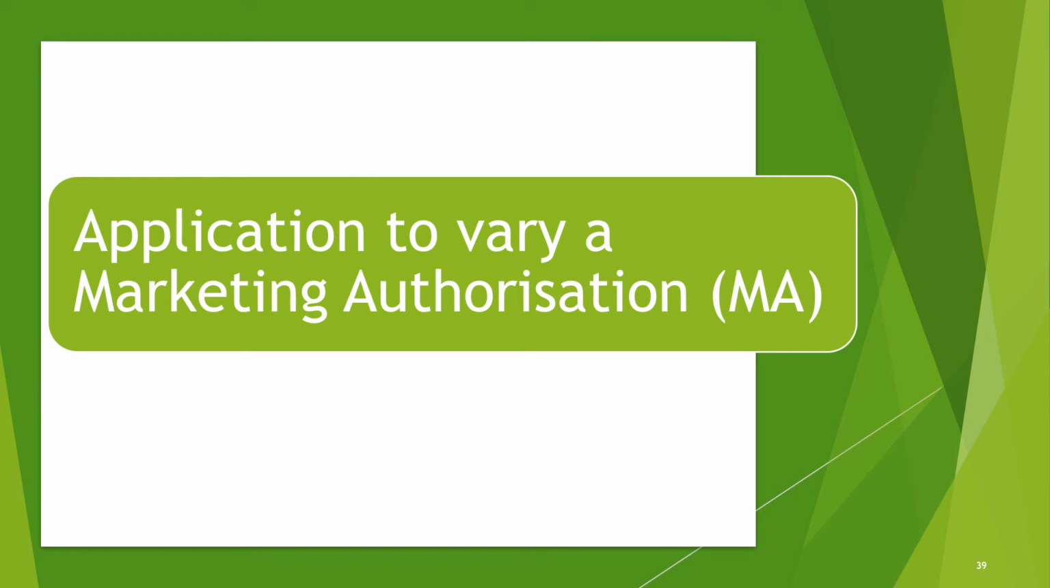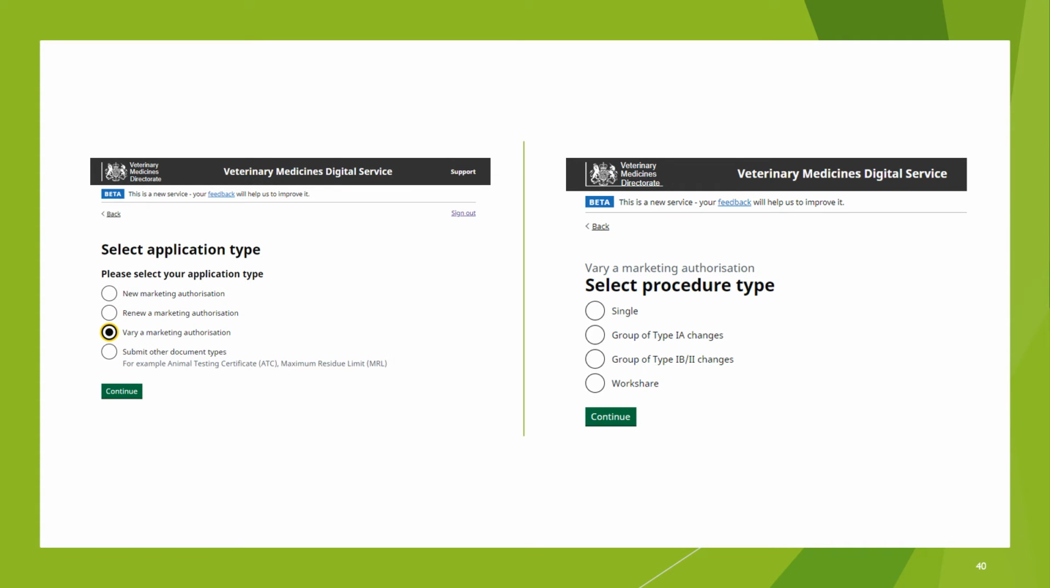For this part of the presentation, we're going to focus on applications to vary a marketing authorization. Once you click on Start an Application, you'll be taken to the list of options available to you. Here, I'm going to click on Vary a Marketing Authorization.